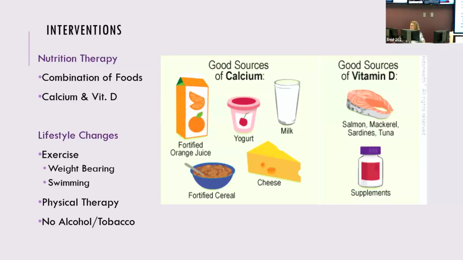And we talk about some interventions here. Make sure you're getting a good variety of foods. You want your proteins and your dairy and a variety of good green leafy vegetables, which they always say have vitamins in them for you. Combination of foods, so mix it up. Calcium and vitamin D, lifestyle changes, exercise, especially as people get older, they really do need to do something: walking. A lot of elderly people like to go swimming, physical therapy, and stop alcohol and tobacco use.